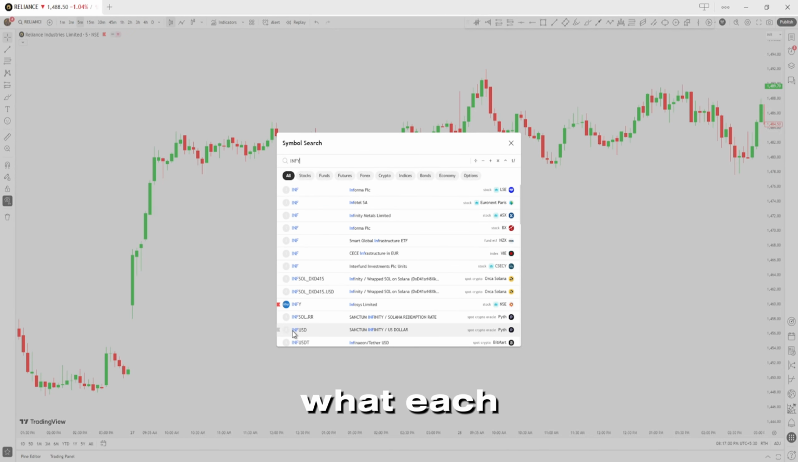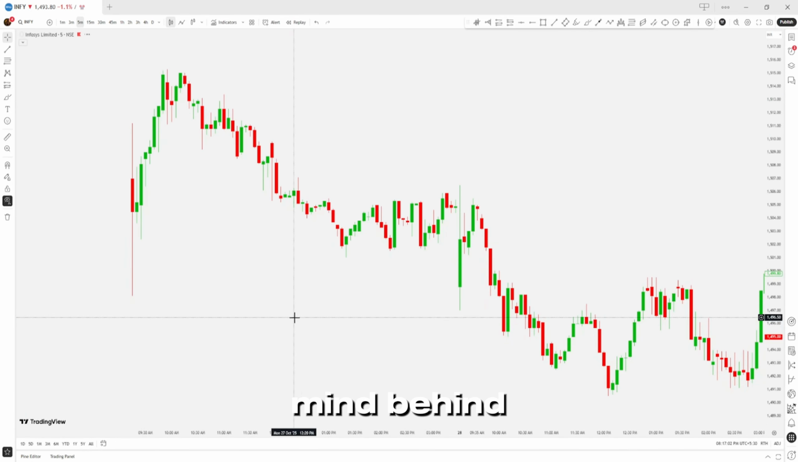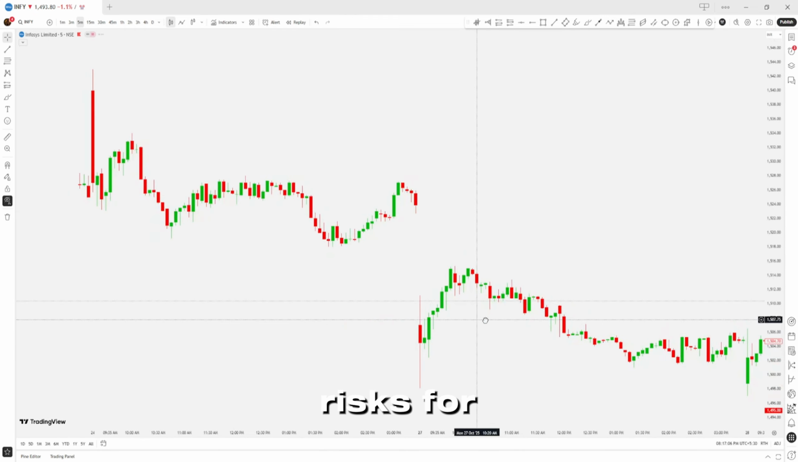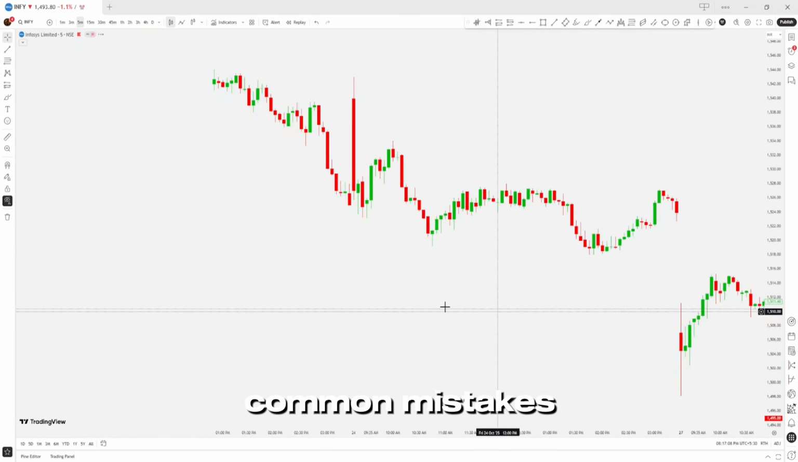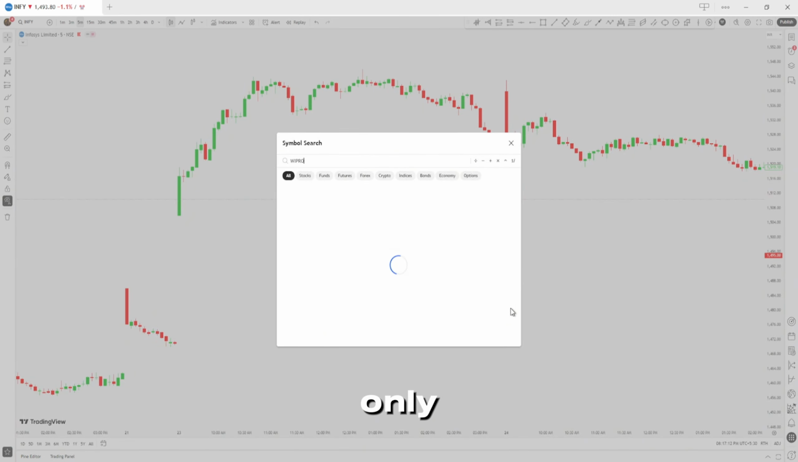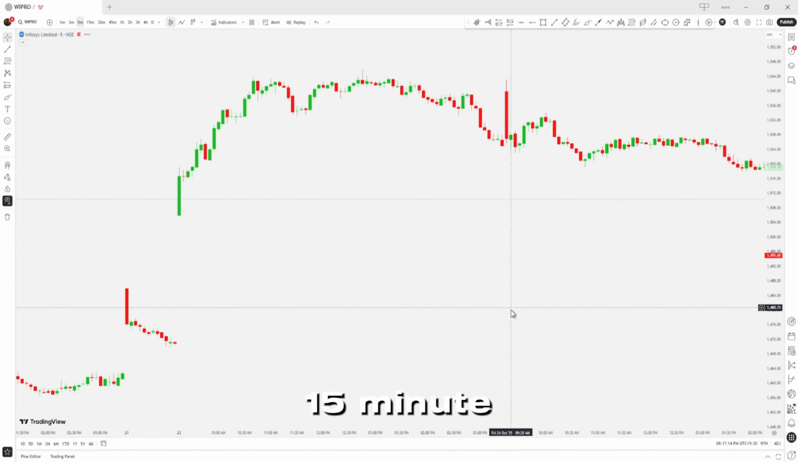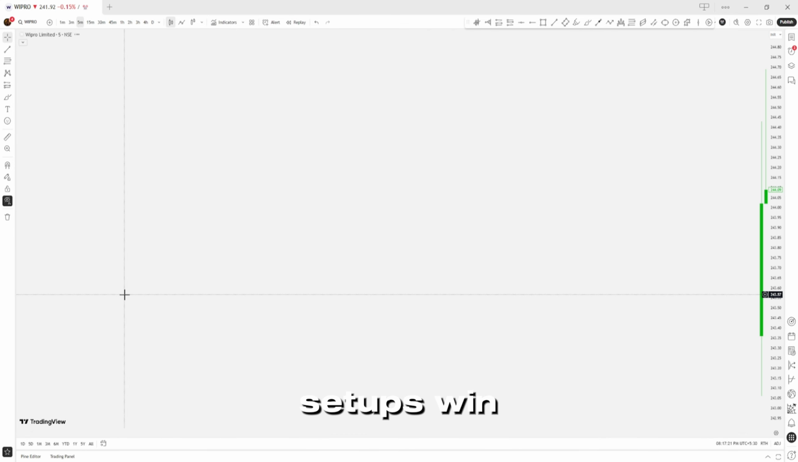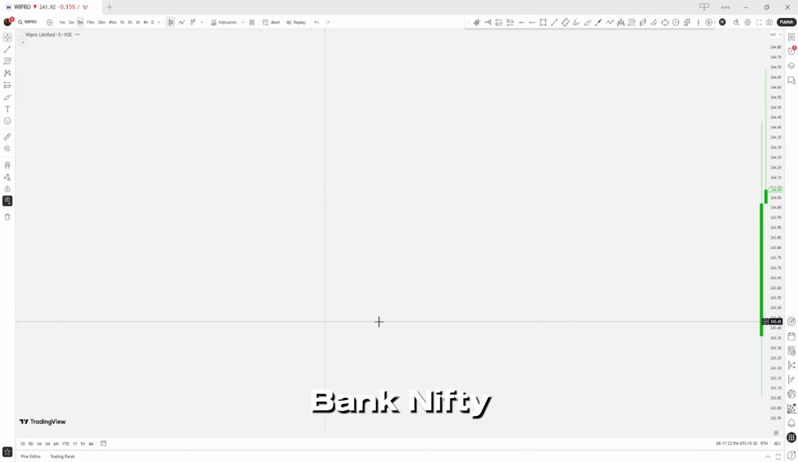We'll go over what each is, why it works, the trader mind behind it, how to find it on charts, how to enter and exit, risks for NSE moves, common mistakes, and ways to combine them, all from price only. Use 5-minute, 15-minute, or daily charts on Zerodha Kite. Let's get into it. First, think about why these simple setups win on Nifty and Bank Nifty.